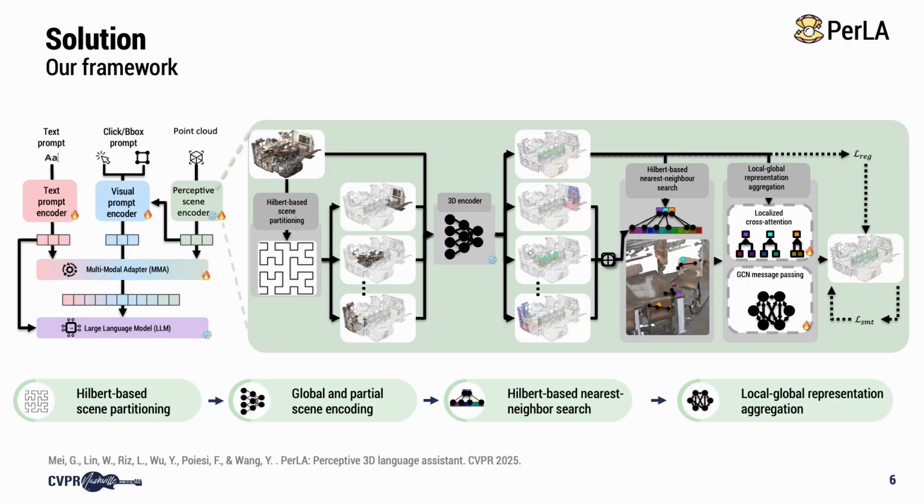Here's a high-level overview of the PerLA architecture. We begin with a shared 3D encoder to extract geometric features. These features are processed by prompt encoders and a multimodal adapter that integrates language and visual inputs. Crucially, we incorporate localized cross-attention and GCN message passing to refine the fused representations.